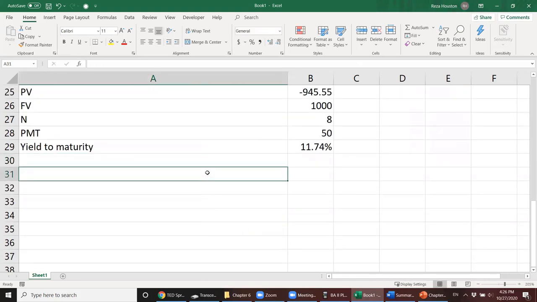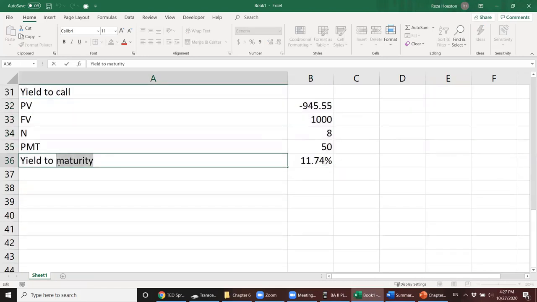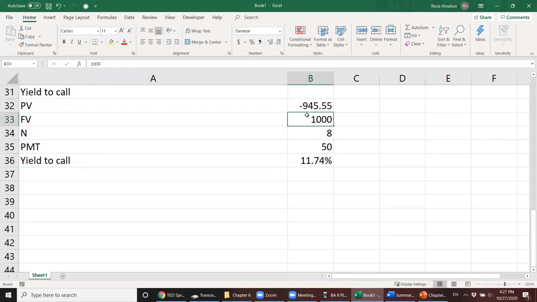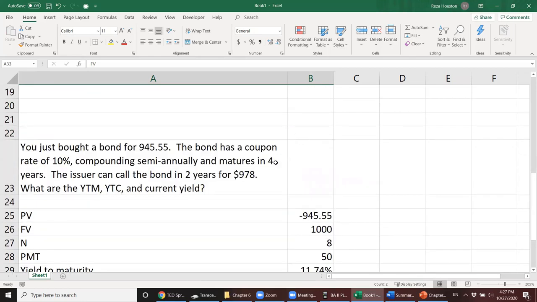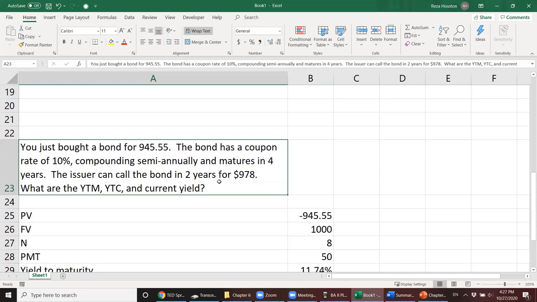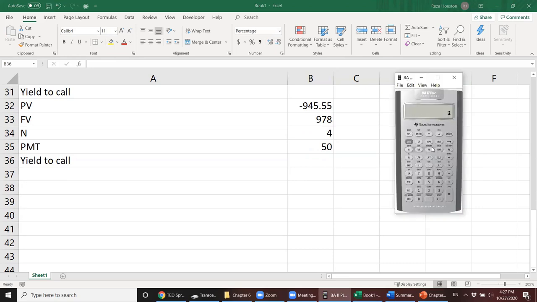All right, next, our yield to call. The way we get that is by changing only like 2 things. What we're going to change are really just the face value and our number of payments. So if the issuer calls this bond, they're buying it back from the bondholders in 2 years, or no earlier than 2 years from now, for $978. So 978 would be the new face value, and N would be 2 years times two payments, so four. And now we just use the time value of money buttons to recalculate the yield to call.